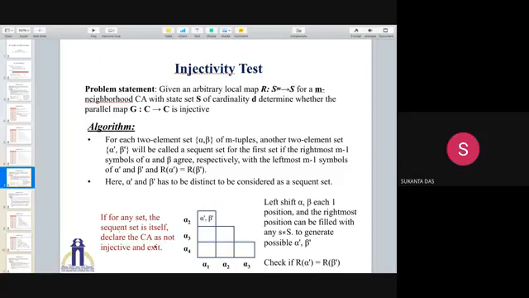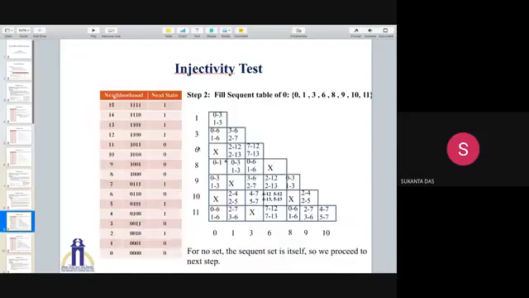What is this? If a sequence set, what I want to mean here, I can tell you. Suppose, as an example, in 0 1 you again get a 0 1 here. So 0 and 1 is alpha beta, and for this alpha beta set you are getting a sequence set 0 and 1 here. If this condition arises, then you declare it as a not injective CA.